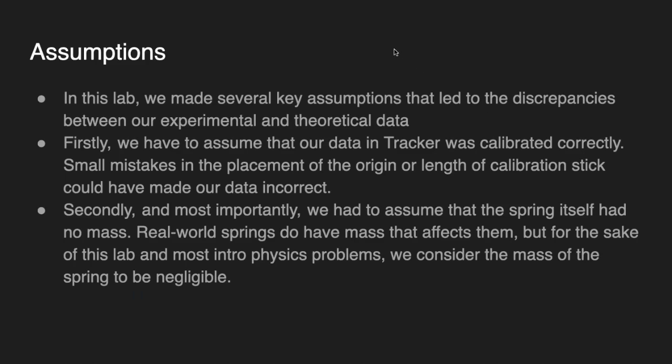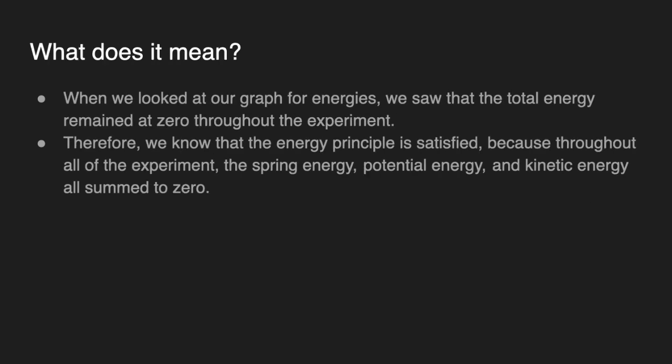In this lab, we made several key assumptions that led to the discrepancies between our experimental and theoretical data. First, we had to assume that our data in Tracker was calibrated correctly. Small mistakes in the placement of our origin or length of our calibration stick could have made our data incorrect. Secondly, and most importantly, we had to assume that the spring itself had no mass. Real-world springs do have mass that affects them, but for the sake of this lab and most intro physics problems, we consider the mass of the spring to be negligible.